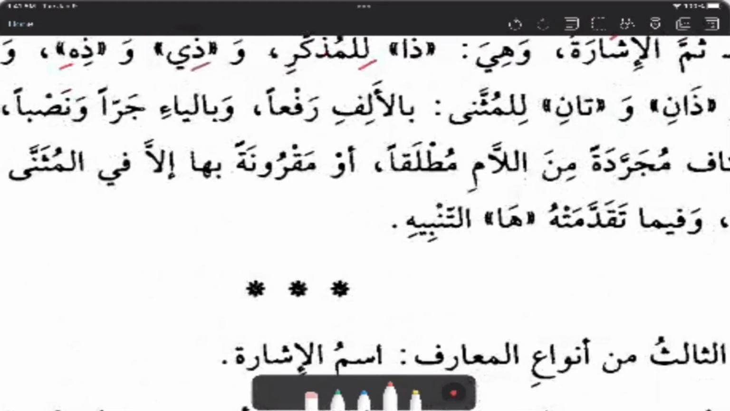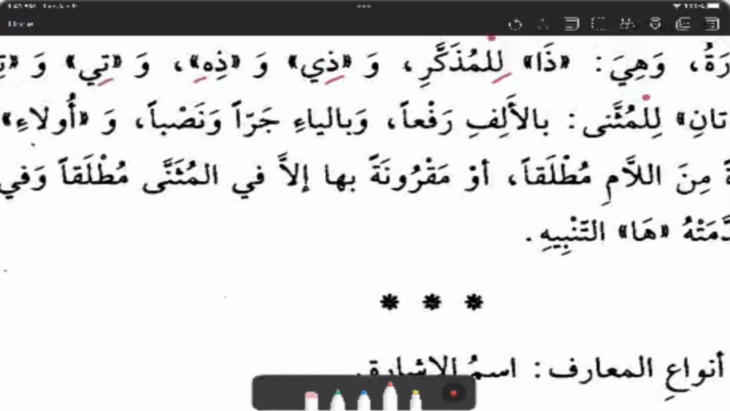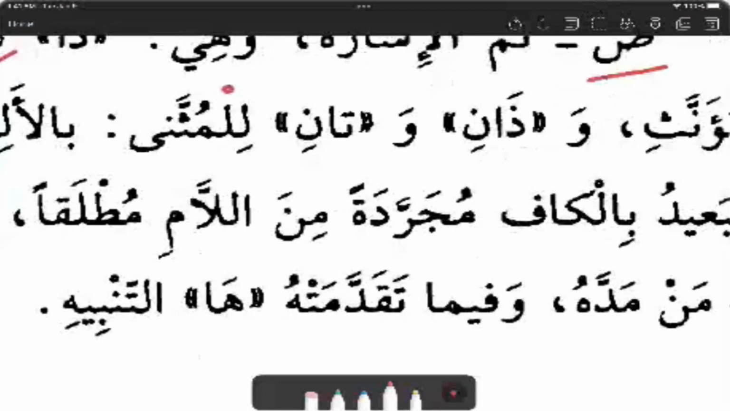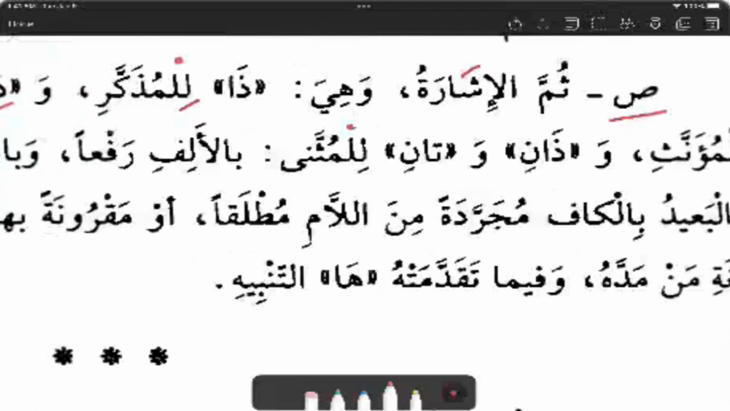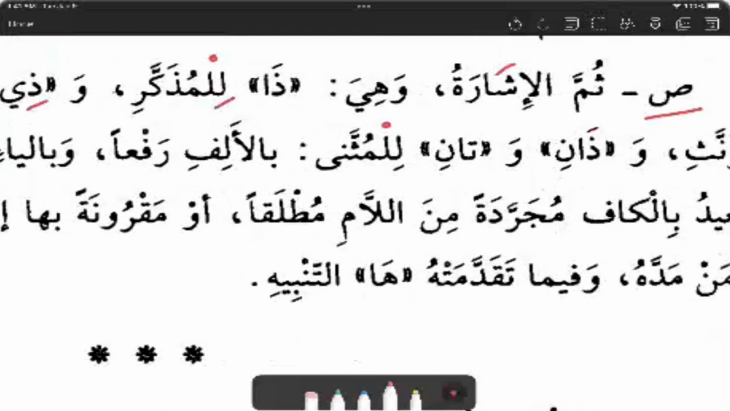وَذَانِ وَتَانِ لِلْمُثَنَّى, and dhani for masculine, and tani for feminine, dual. So you want to point at two things. Dhani, those two, or these two. Tani, those two, or these two, feminine. بِالْأَلِفِ رَفْعًا وَبِالْيَاءِ جَرًّا وَنَصْبًا. It's going to have an alif if it's in the state of rafa', like here, dhani and tani. If it's in the state of nasb or jar, you're going to say dhaini or taini.